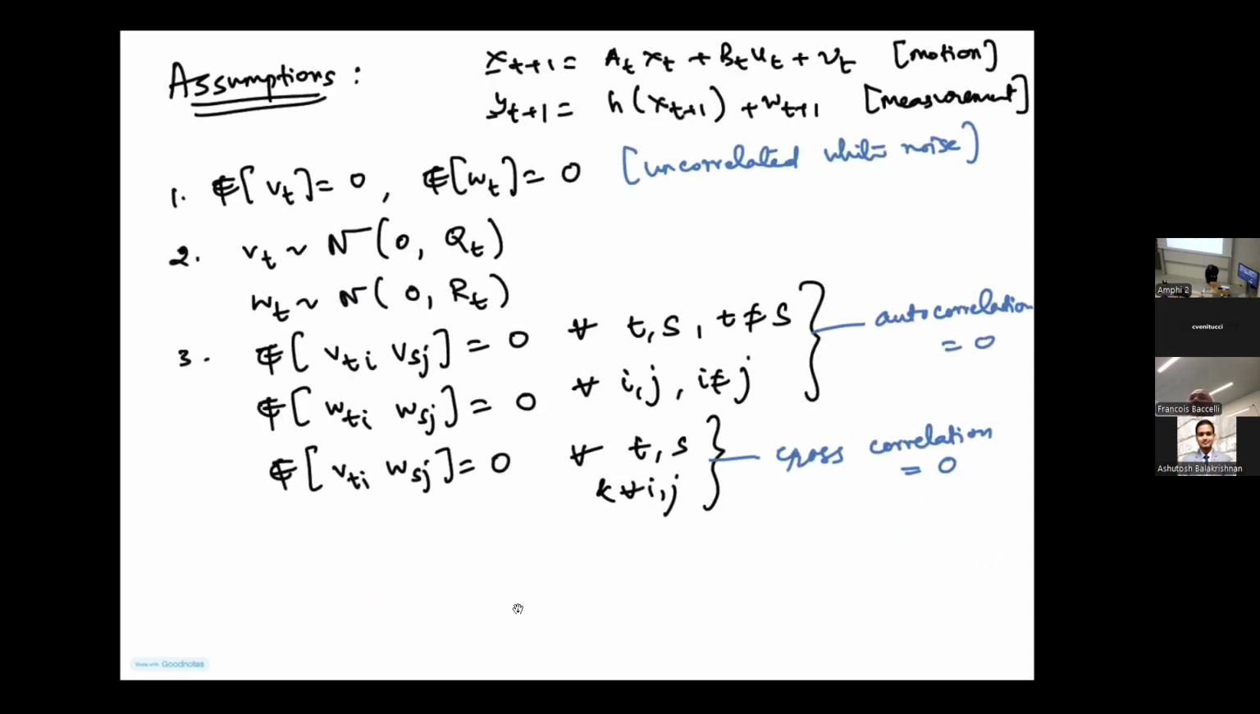So what are the assumptions which we will be taking in this entire analysis? The first is that the noises are considered to be uncorrelated white noise. The noises are additive in nature. They can be assumed to have zero mean. Further, the noises can have Gaussian distributions with, say, some covariance Q and R respectively. The noises are uncorrelated with each other in all senses. So basically the autocorrelation is zero and the cross correlation is also zero.